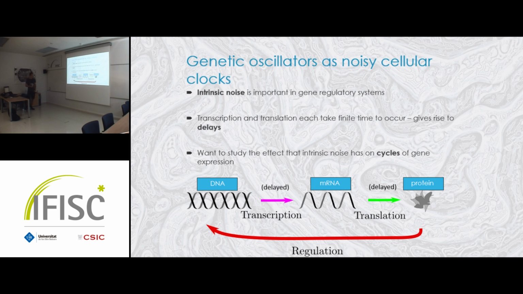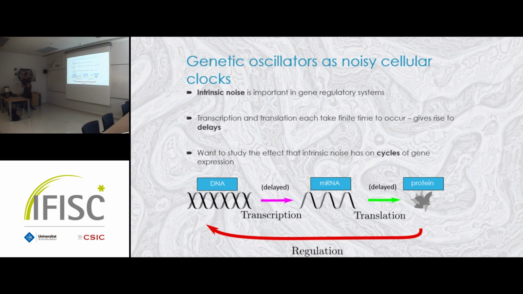These proteins then go on to regulate the production of the mRNA. So we've got this feedback loop. Different proteins interact with different genes, and this produces what's called a gene regulatory network. This can give rise to oscillations in the numbers of proteins. Notably, we have tens or hundreds of mRNAs per cell and thousands of proteins, so the root N effects are really important here. We do have intrinsic noise in these cells, and the cycles that are produced are noisy as a result.